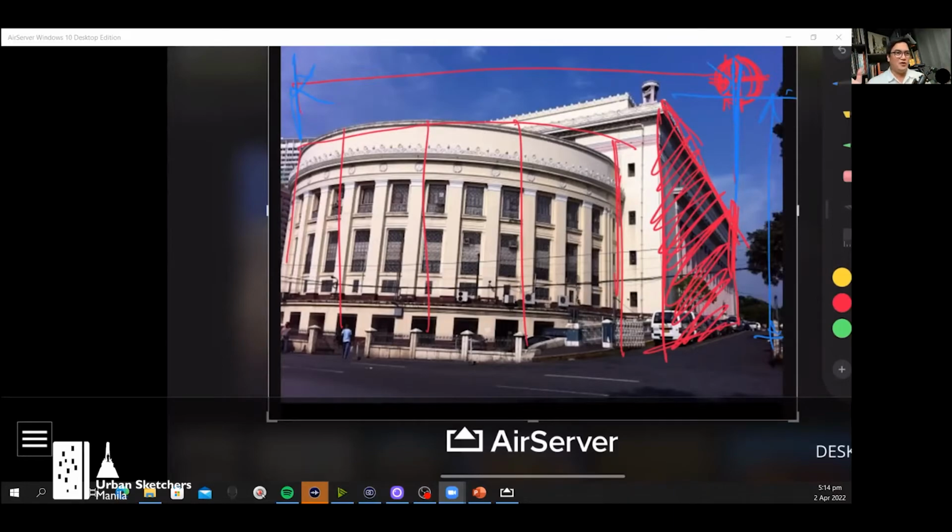If you wanted to draw bigger or smaller, it's up to you. And then you draw in the details later on.